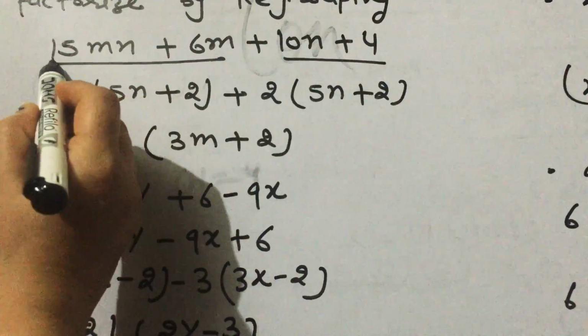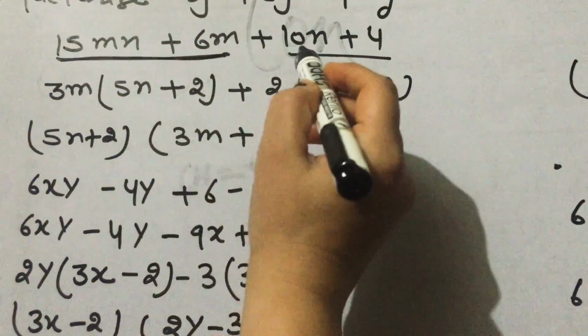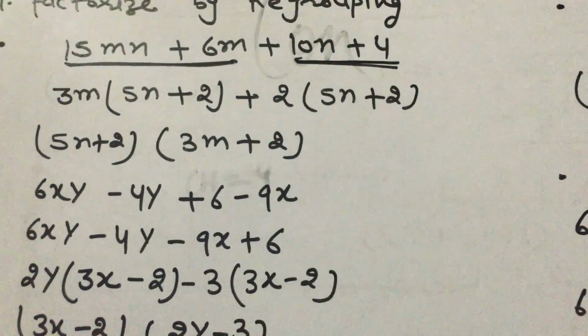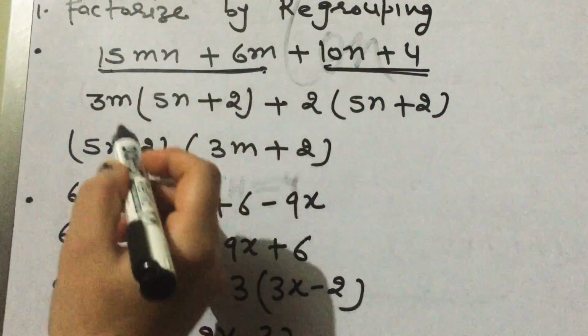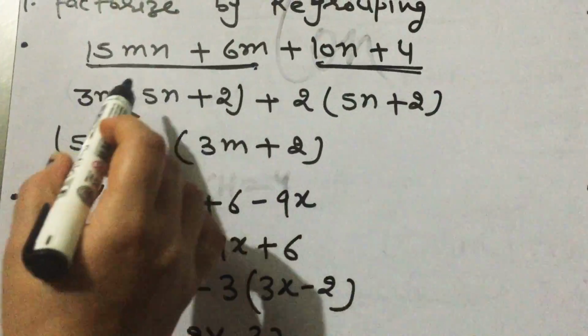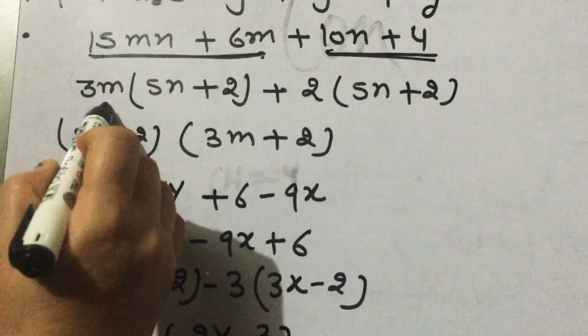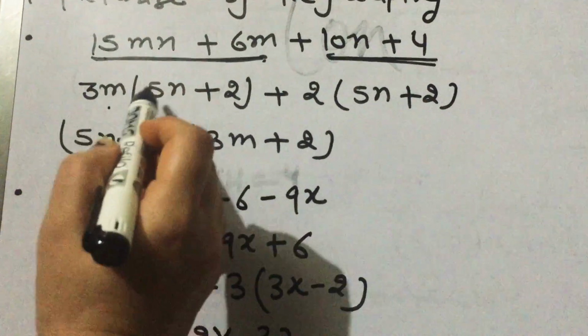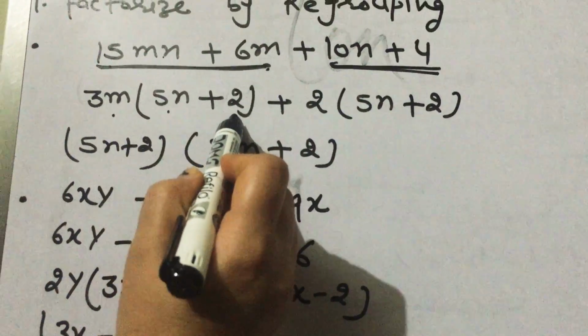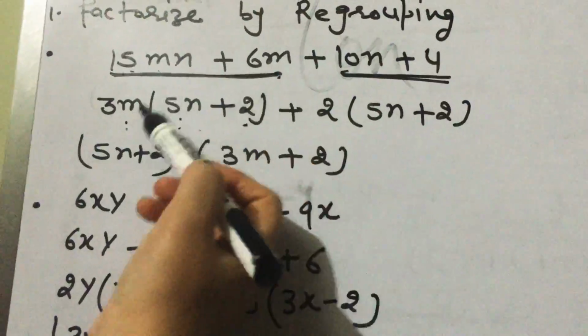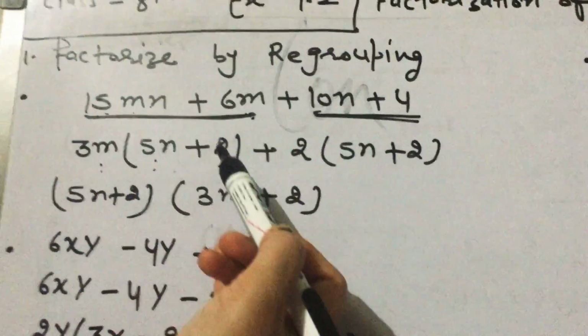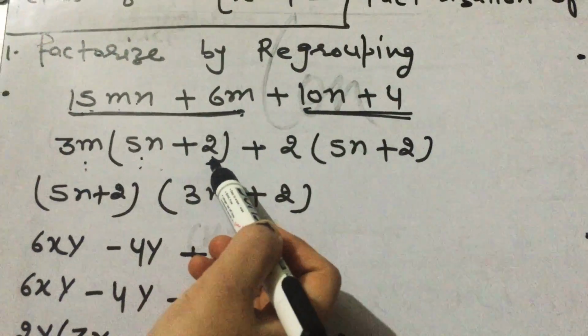Now I have made the first and second terms in the first group and the third and fourth terms in the next group. From the first and second term, which is common? We have to take the highest common factor. 3m is common. The left term is 5n plus 2. If we take 3m common, what is left here? 5n. If we take common 3m, then 3 2s are 6, 2 is left here.